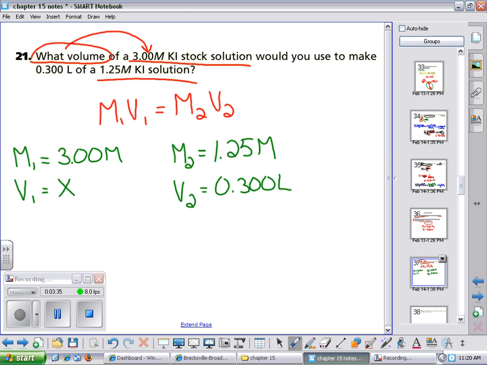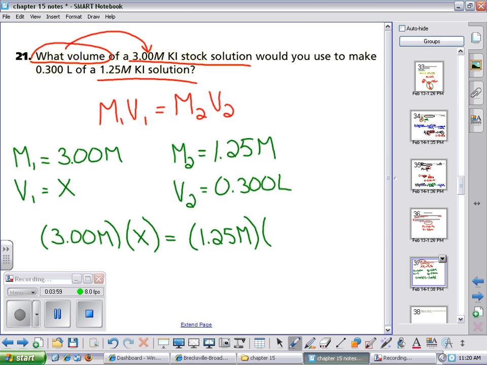So now we plug in what we know into our equation. So you got 3.00 molar. Remember, molar is how many moles you have per liter. So watch your volumes. Make sure they're in liters for this particular problem. We don't know our V1, sorry. Our M2, 1.25 molar or moles per liter. And V2, 0.300 liters.